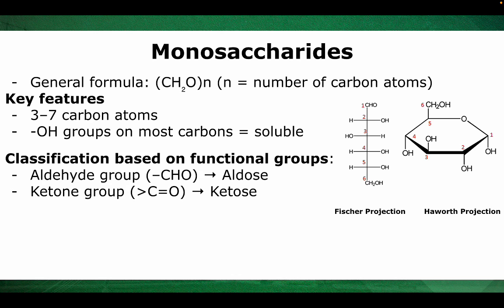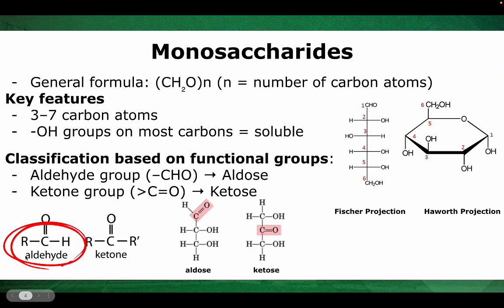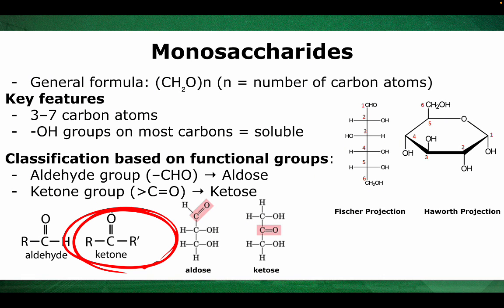So we can classify monosaccharides in two types. The first one is based on the functional group. Functional groups are groups of atoms or small molecules that give specific properties to a molecule or to a substance. So if they have an aldehyde group, as you can see here, this is an aldehyde. If you have a C double bonded to O attached to a hydrogen, that's an aldehyde. If you have a C double bonded O and attached to two carbon atoms, or the R chain or the side chain, that will be a ketone.